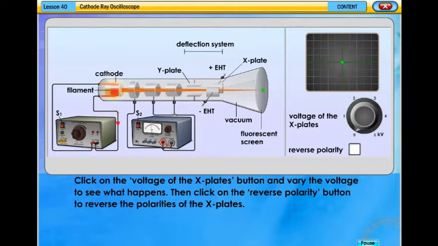Click on the Voltage of the X plates button and vary the voltage to see what happens. Then click on the Reverse Polarity button to reverse the polarities of the X plates.